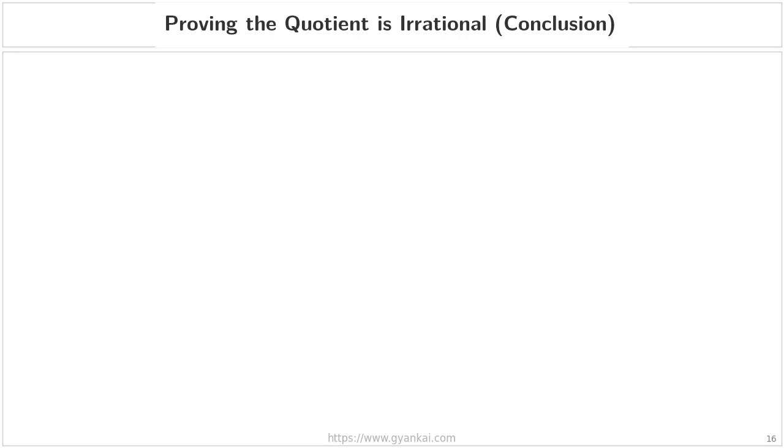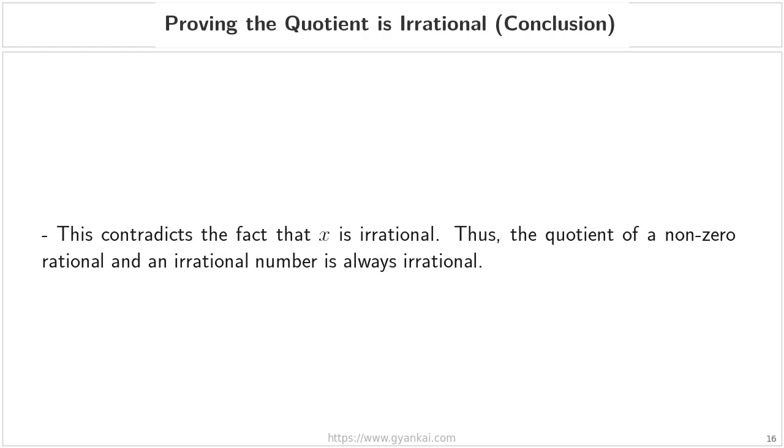Proving the quotient is irrational, conclusion. However, this directly contradicts the fact that we started with the given information that x is an irrational number. Since our assumption led us to an impossible contradiction, we must conclude that our initial assumption was false. Therefore, we have proven that the quotient of a non-zero rational number and an irrational number is always irrational.